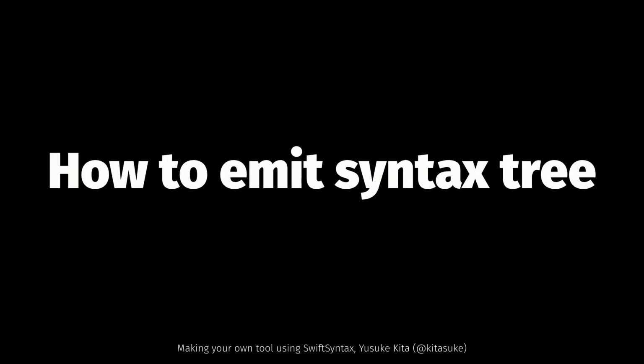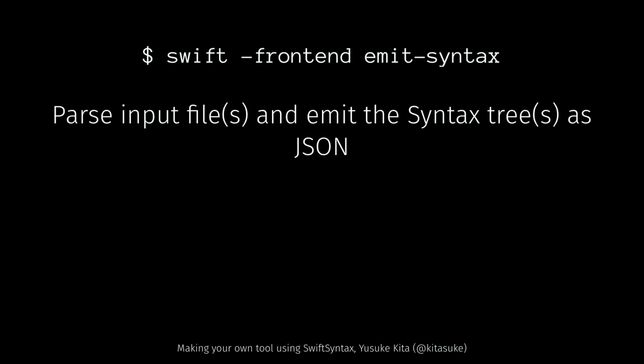Okay, so next, let's move on to how to emit syntax tree. I don't think we have to do this every time, but it would be nice to have what kind of syntax you could have for different types of Swift source code in the future. So actually, there is one option, which is emit syntax. This process inputs a Swift file and then emits the syntax tree as a JSON file.